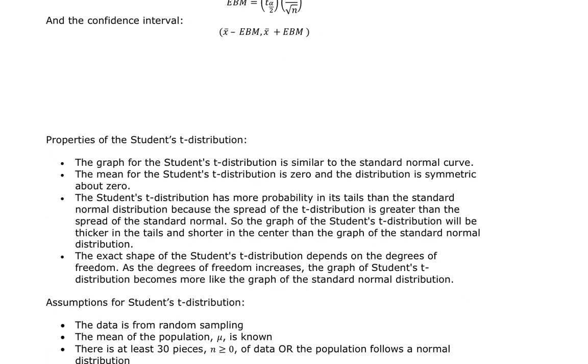A couple of things about the student T distribution. It's similar to the normal curve. The mean for the student T distribution is 0, and the distribution is symmetric about 0. The student T distribution has a probability in its tails that is slightly larger than the standard normal distribution because the spread of the T distribution is greater than the standard normal. The exact shape of the T distribution depends on the degrees of freedom.